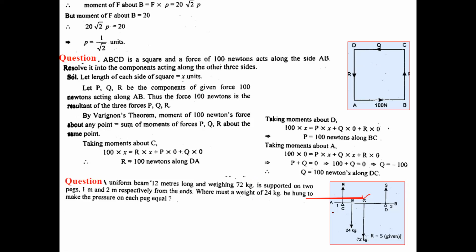That means on both sides I have 6 because the total length was 12. So G is the middle point and the weight acts on this side. Now it is supported on two pegs, 1 meter and 2 meters respectively from the ends. Two pegs means we have placed it on two supports, one on C and the other on D. One support is at a distance of 1 meter from one end, so AC is 1 meter, and the other support is 2 meters from the other end, so BD is 2 meters.